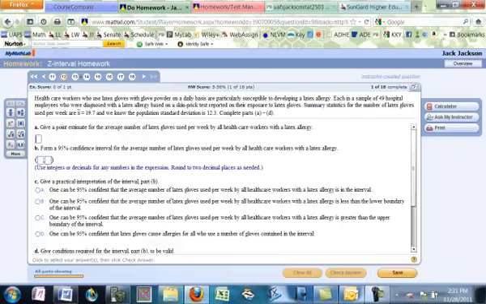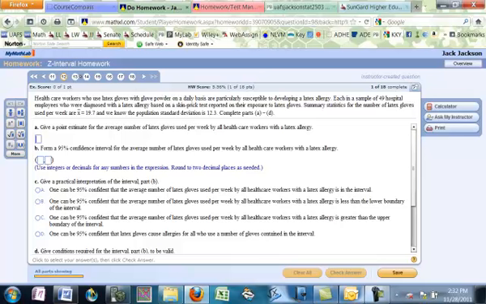Healthcare workers who use latex gloves with glove powder on a daily basis are particularly susceptible to developing a latex allergy. Each in a sample of 49 hospital employees who are diagnosed with a latex allergy based on a skin prick test reported on their exposure to latex gloves. Summary statistics for the number of latex gloves used per week is X bar is 19.7, and we know the population standard deviation is 12.3.